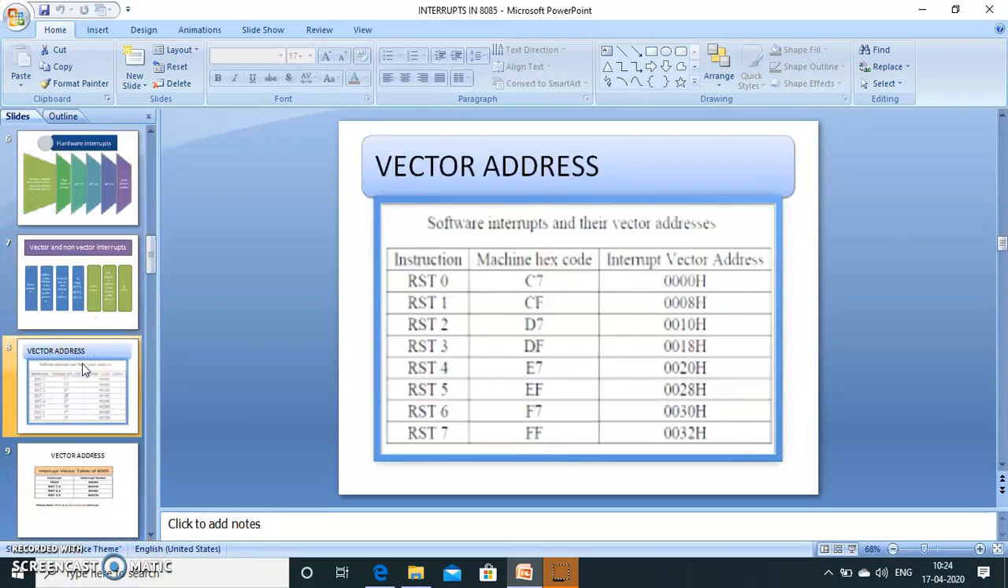And now consider the vector addresses. In the case of software interrupts, we have mainly 8 software interrupts, that is RST0 to RST7. The hex code for each one is given below. The RST0 vector address is 0000H, RST1 is 0008, and up to RST7 is 0038.